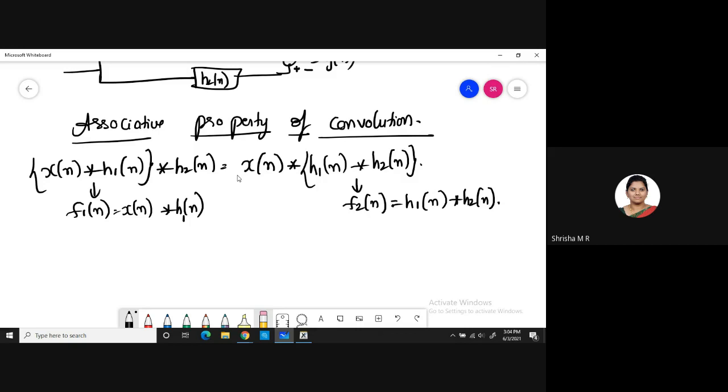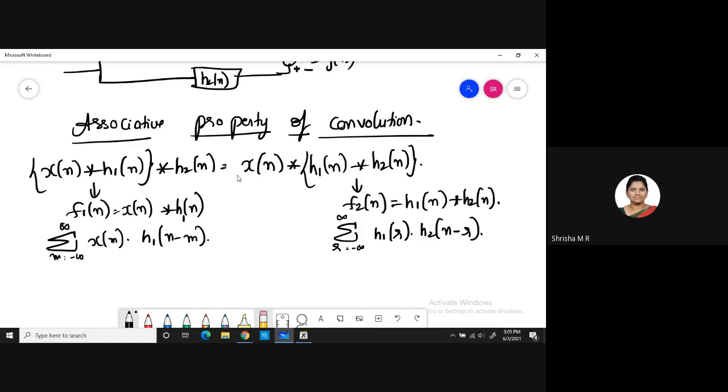Now let us write it in the form of a convolution sum. You have summation m equal to minus infinity to infinity x of m into h1 of n minus m. Now I'll take f2 of n and write it in the form of a convolution sum. You have summation r equal to minus infinity to infinity h1 of r into h2 of n minus r. I have split this and kept it.